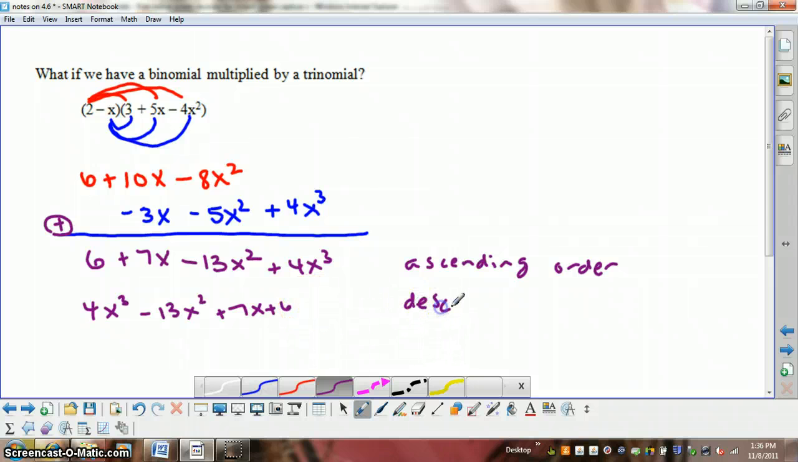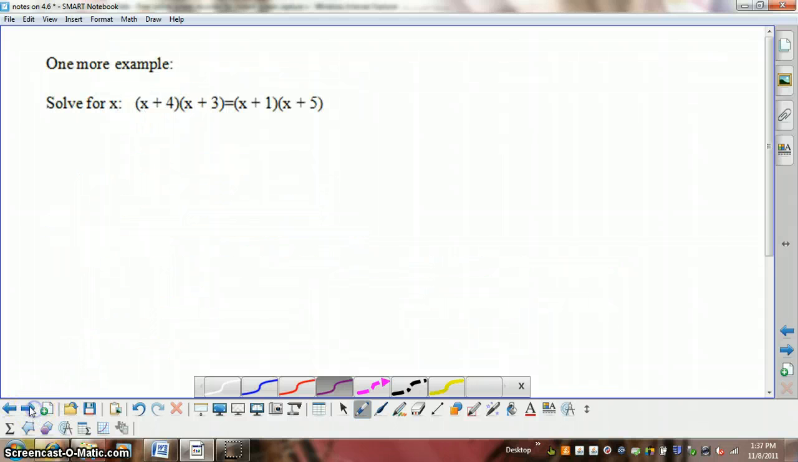Descending order. Does it matter to me whether you write your answers in ascending order or descending order? No. It's perfectly fine to leave your answer in ascending order if that's how you ended up arriving at your answer. Let's take a look at one last example.